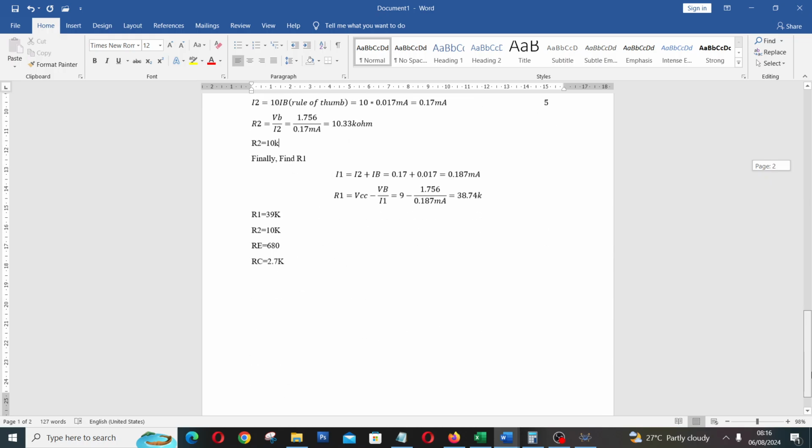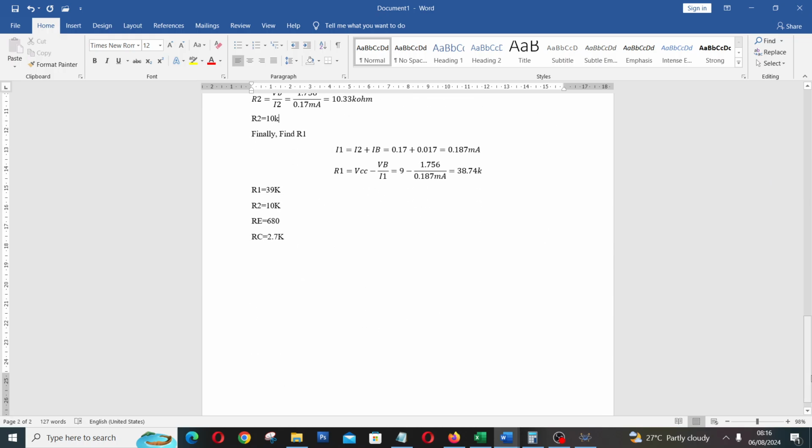So in the next video, we are going to quickly run the Proteus simulation and see whether we are able to get the desired value. That will be all for now.